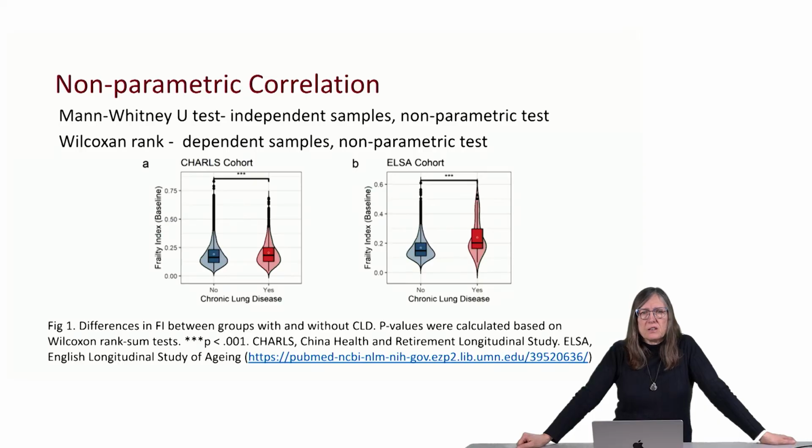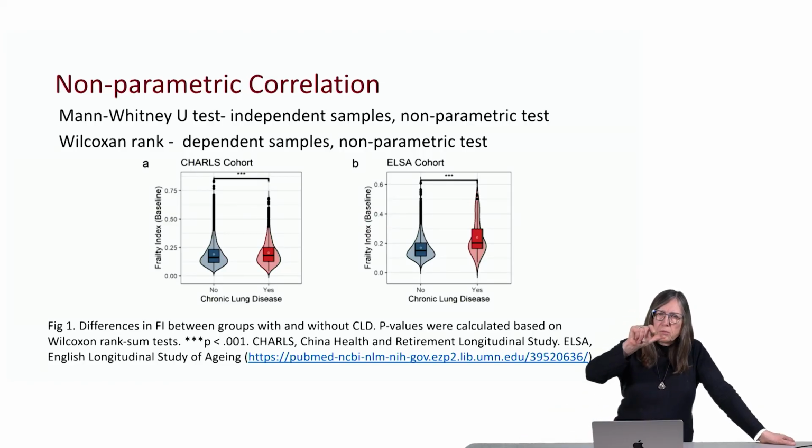And here, I love these figures because they demonstrate the clearly non-normal distribution. So this is looking at differences in a published study from the China Health and Retirement Longitudinal Study of aging, and folks with chronic lung disease. You've got a frailty index in two different cohorts, a CHARLS cohort and an ELSA cohort, and the blue and the red demonstrate the distribution of the data.